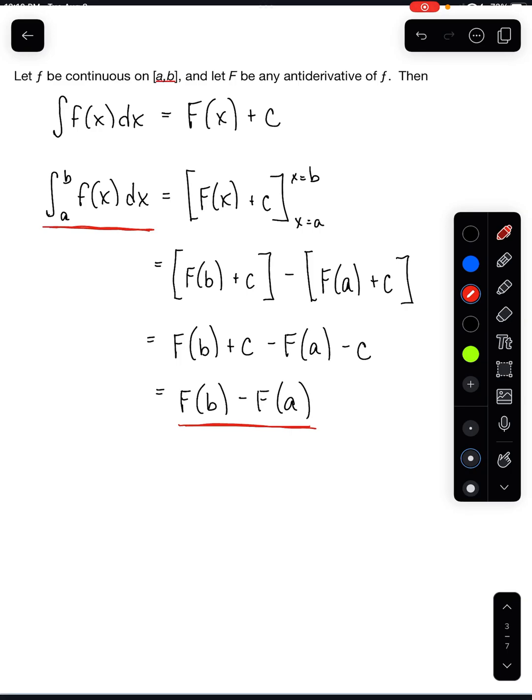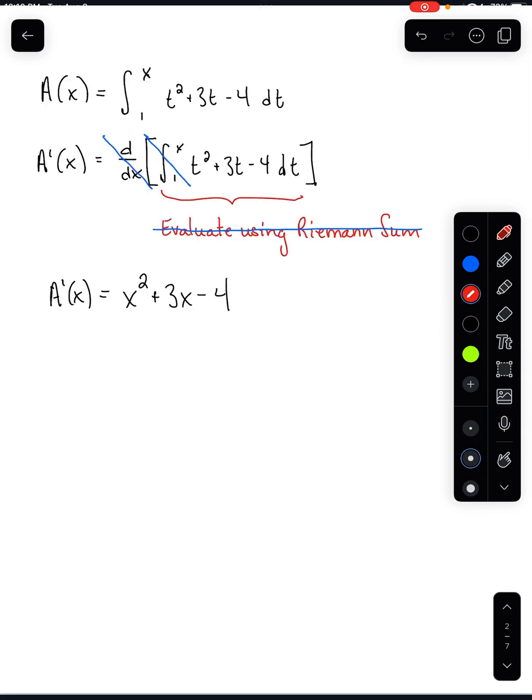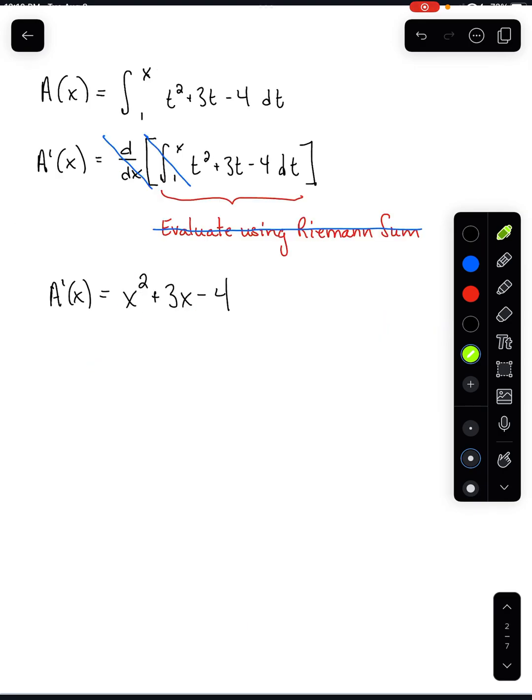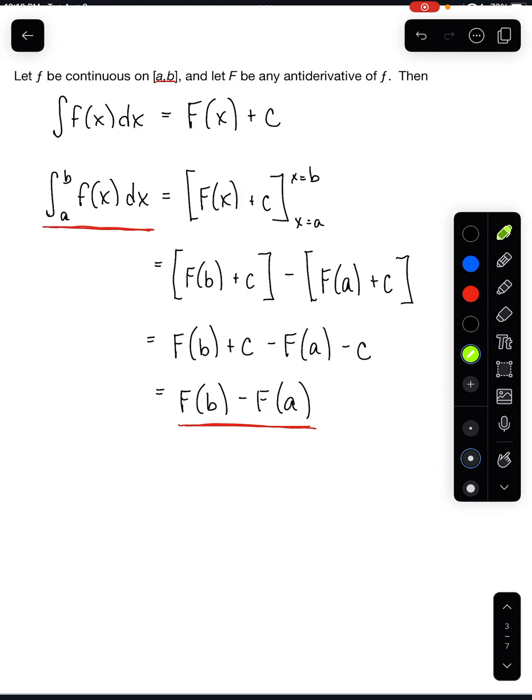Now that does tie into what we said back here about how the lower limit of integration is actually not important to this part of the fundamental theorem of calculus. The lower limit of integration here was not important, and it ties into the idea that the lower limit would affect the value of c. Where we start accumulating from would affect the value of c.